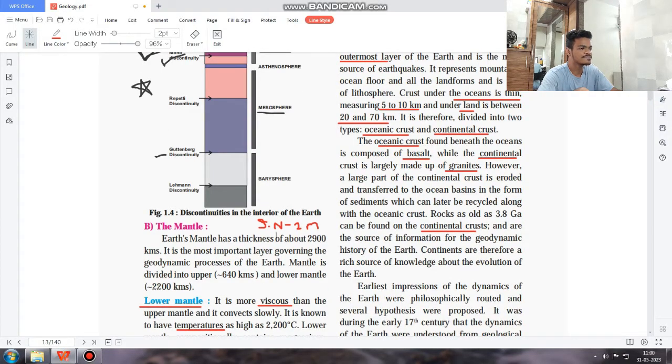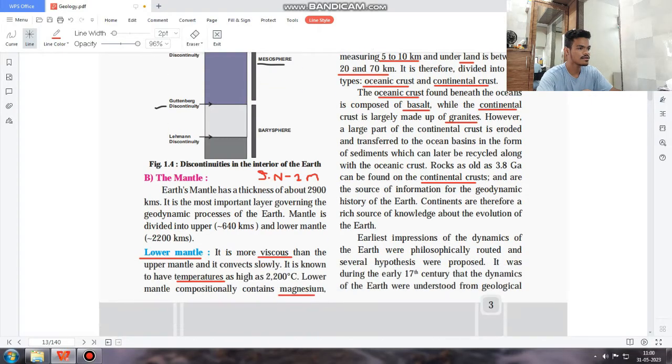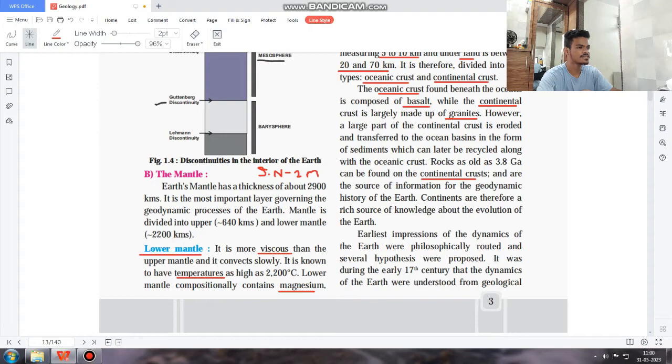So this is a small explanation. This can come as a 1 mark only. Or name the 2 types of crust: oceanic crust and continental crust. So that's it, nothing much. Actually the answer comes in here only. That's it about crust.